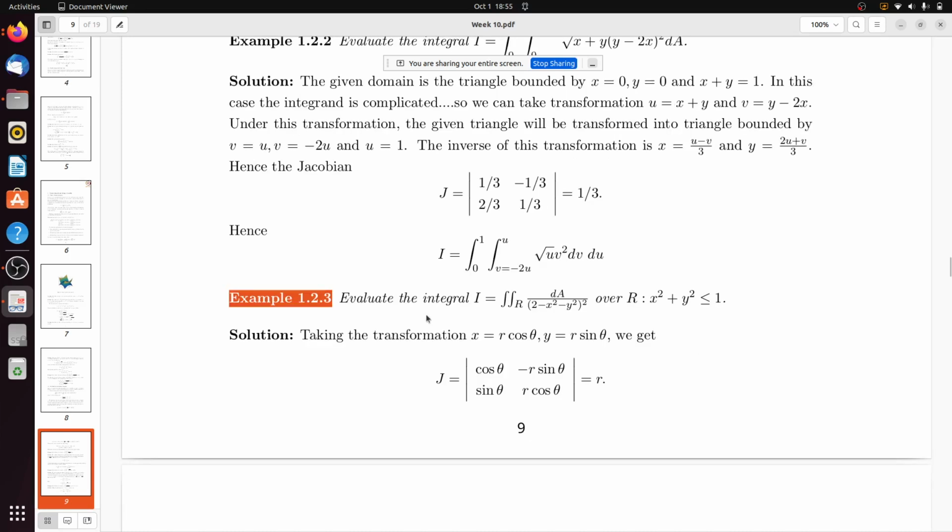Now see this function, if you try to integrate with respect to the Cartesian coordinate system, this integration is very, very tough to handle. Now you can clearly substitute this using the polar transformation, and you can solve it easily.